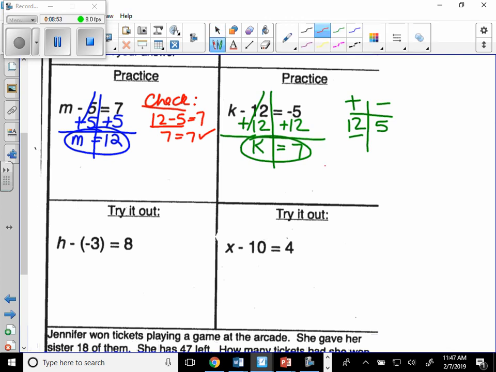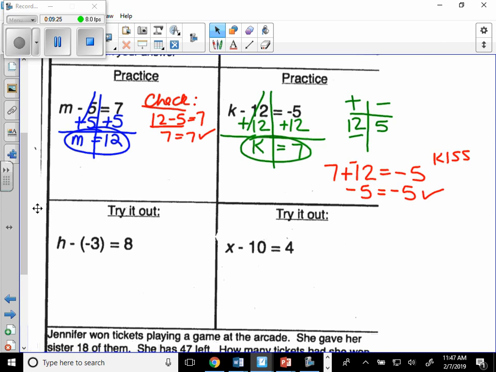K is 7. So 7 minus 12 equals negative 5. Now you can do this two ways. If you have 7, you take away 12, obviously you're in the negative. Or you can KCC the problem. Remember, keep it, switch, switch. So keep the 7, switch it to addition, switch the 12 to a negative 12. 7 plus a negative 12 gives you a negative 5. And negative 5 does equal negative 5.